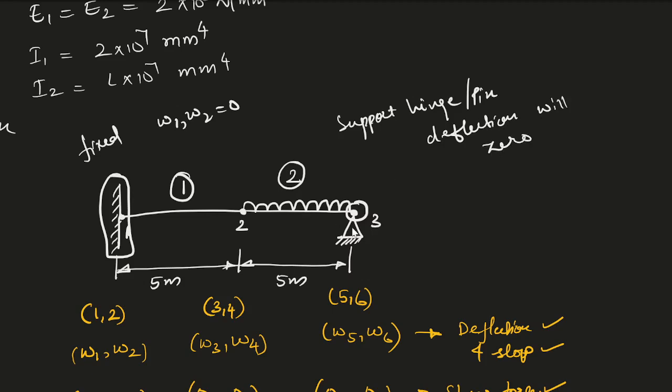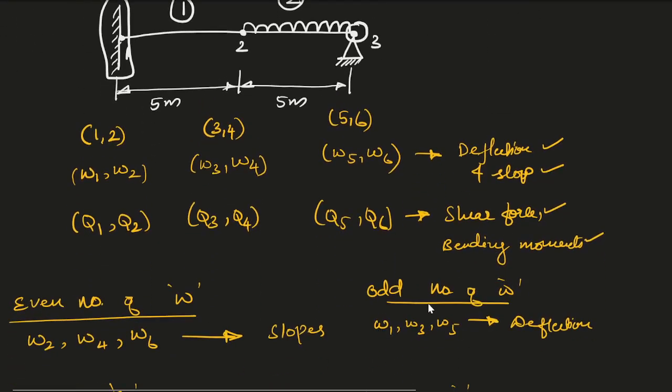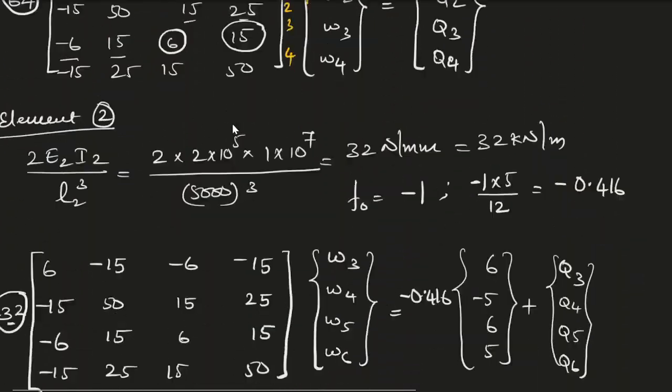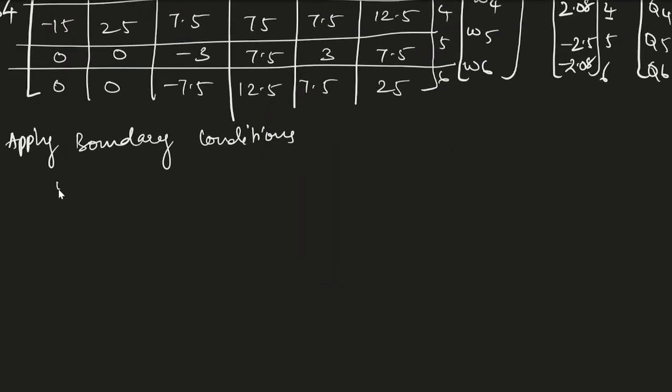If you see here, we have two numbers, that is w5 and w6. We have to check where the deflection is. Here odd numbers are deflection, that means w5 will become 0. So we got three boundary conditions: w1, w2, w5 will become 0. I'll write w1 and w2 are fixed, equal to 0, and w5 will become 0 because it is a pin support or hinge support. In that, deflection will become 0.